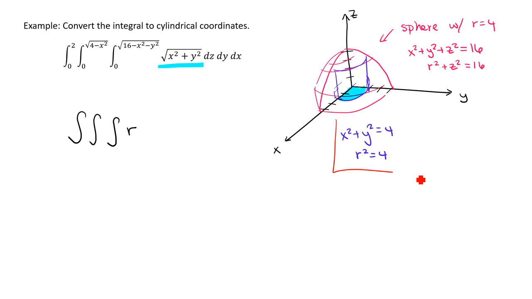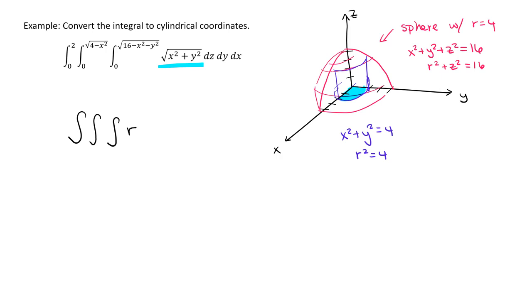And then right here, that cylinder, x squared plus y squared equals 4, is the same as r squared equals 4, or r equals 2. Okay, so I have the surfaces we're dealing with written in cylindrical coordinates to the right of my screen.